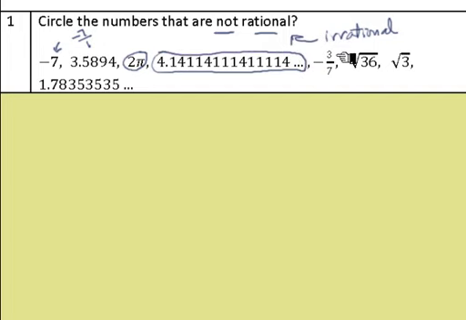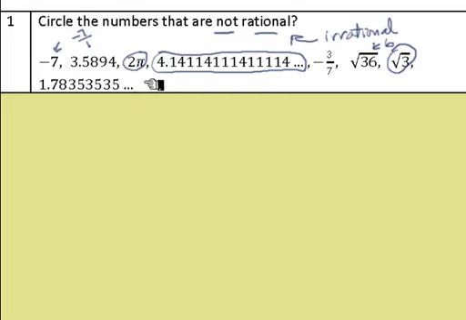All right, -3/7 is a fraction, so don't circle that. That's definitely rational. Here, the square root of 36, well, that's equal to 6. 36 is a perfect square, so this is rational. The square root of 3 is irrational. 3 is not a perfect square, so that's irrational.